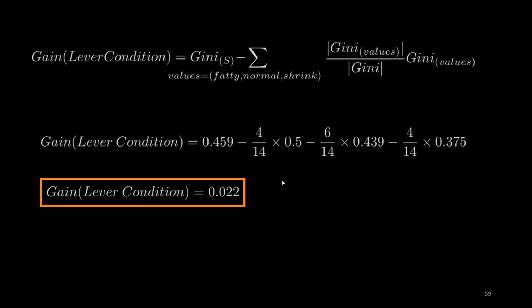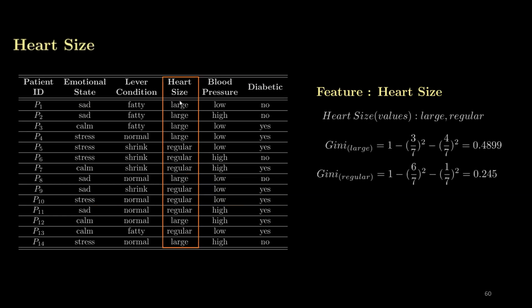Now it's time to move to our third feature, which is heart size. Heart size has only 2 values, large and regular. Large appears 7 times, 3 times with one label and 4 times with the other label. So this is the Gini value of large. Regular also appears 7 times, 6 with one label and 1 with the other label. So this is the Gini index of regular, which is 0.245.